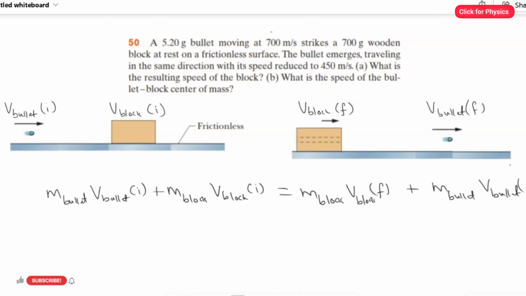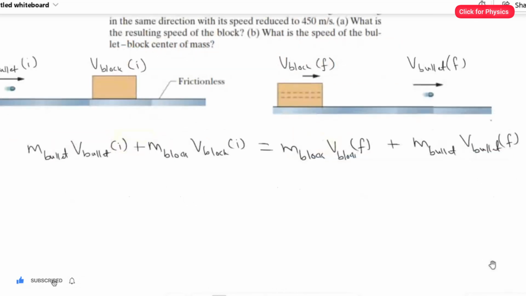Now we are going to substitute the values, or we can do one thing better: we can rearrange this equation, and things will be easy for us. We have to find what should be the final speed of the block. Better to substitute the values first, because writing these things again will be really hard. Then we can find the final speed of the block.